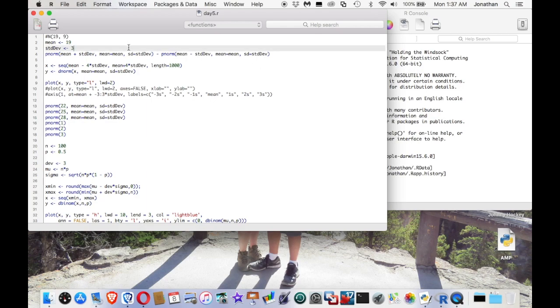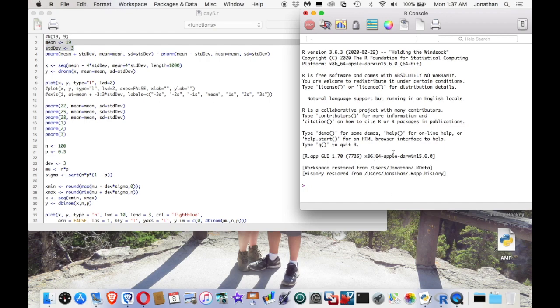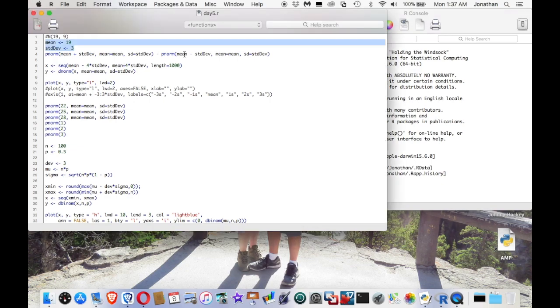Okay, so the first thing that we're going to do is I'm going to look at a normal random variable with mean 19 and variance 9. I thought I would just pick some kind of different numbers so we could see that there's no voodoo going on with picking nice numbers.